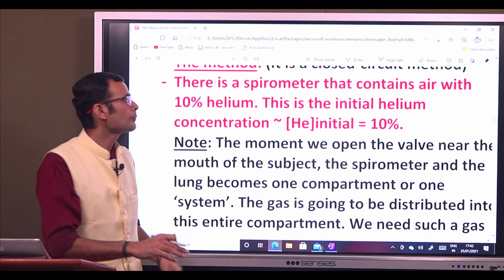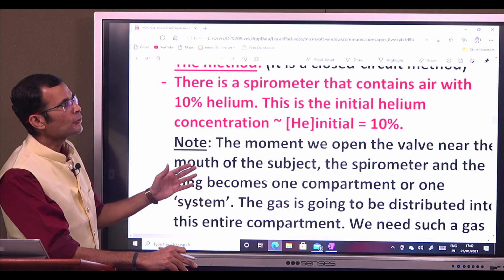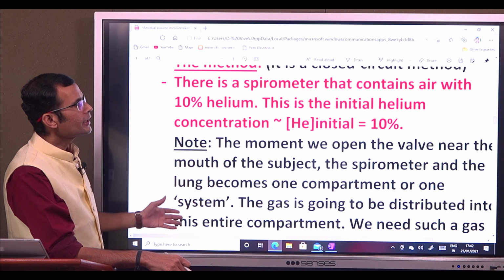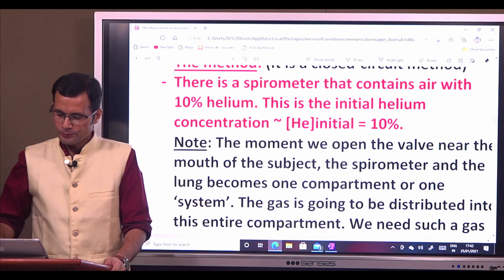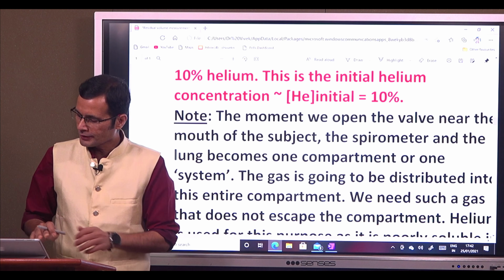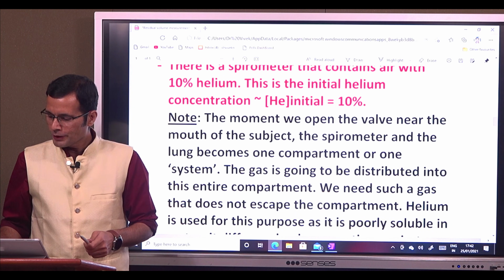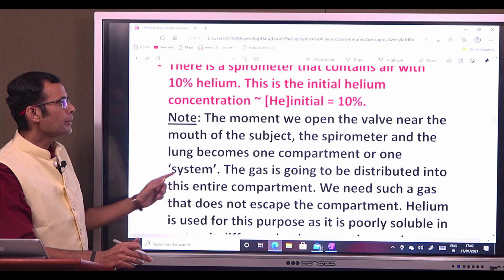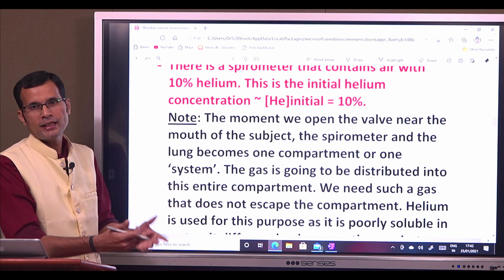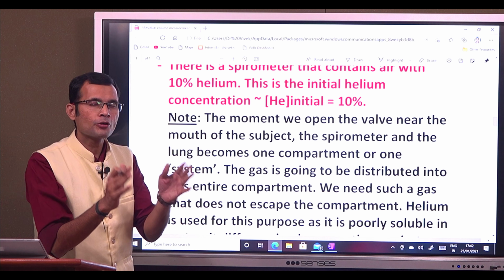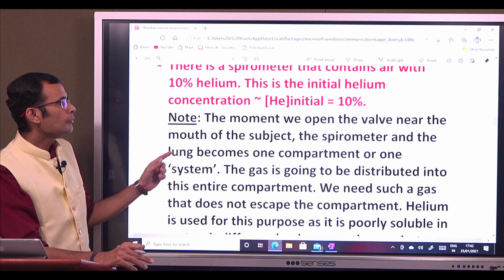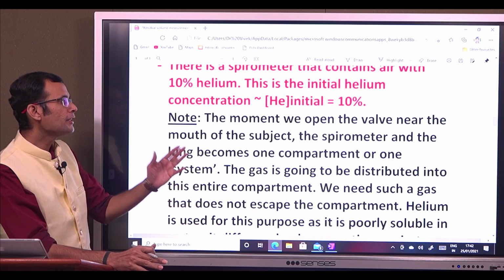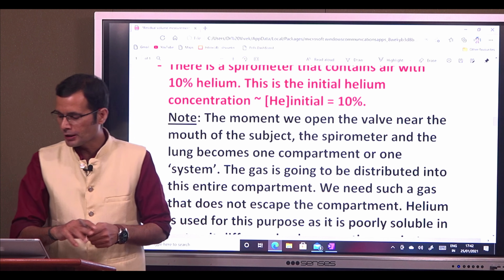Now let me just revise it once again. There is a spirometer that contains air with 10% helium. This is the initial helium concentration, let's say C1, and that's 10%. The moment we open the valve near the mouth of the subject, the spirometer and the lung become one compartment. Yes, that is precisely the most important thing to be considered. It becomes one compartment or one system, and the gas is going to be distributed into this entire compartment.